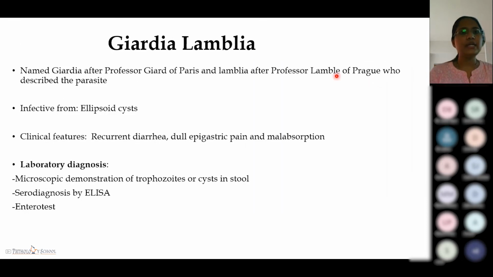So next is Giardia lamblia. It is named Giardia after Professor Giard of Paris and lamblia after Professor Lambl of Prague, who described the parasite first. The infective forms are ellipsoid cysts. The clinical features: it causes recurrent diarrhea, dull epigastric pain, and malabsorption. Laboratory diagnosis is done by microscopic demonstration of trophozoites or cysts in stool, and serodiagnosis by ELISA and Entero-test.